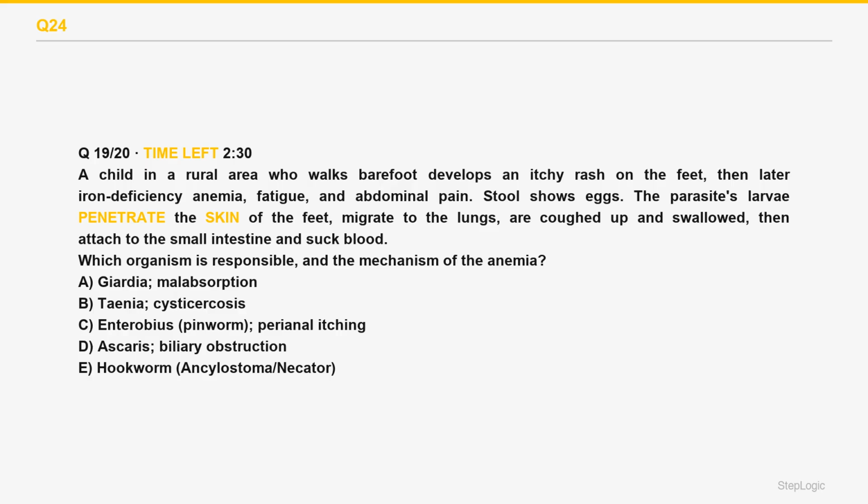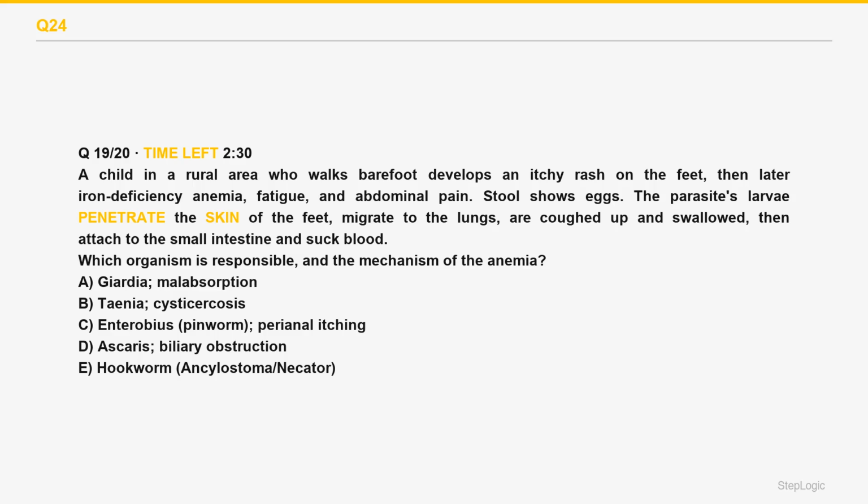Which organism is responsible and what is the mechanism of the anemia? A child in a rural area who walks barefoot develops an itchy rash on the feet, then later iron deficiency anemia, fatigue, and abdominal pain. Stool shows eggs. The parasite's larvae penetrate the skin of the feet, migrate to the lungs, are coughed up and swallowed, then attach to the small intestine and suck blood.